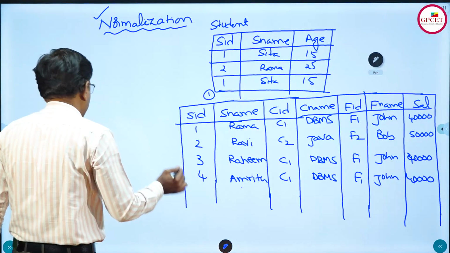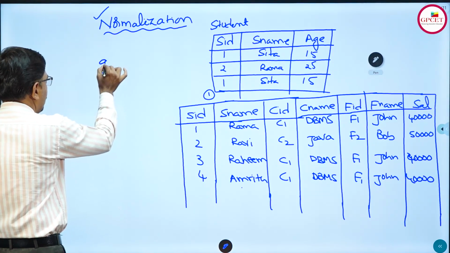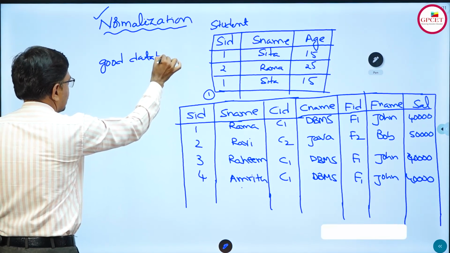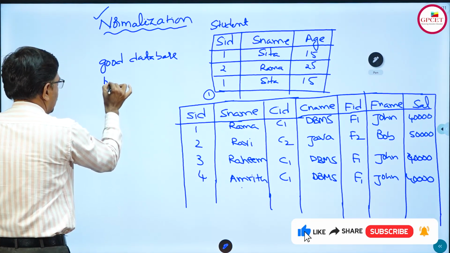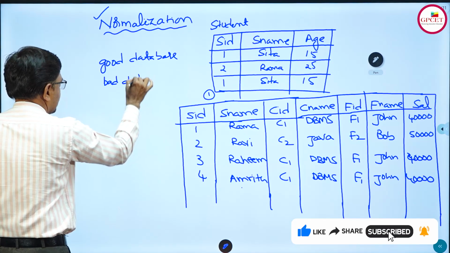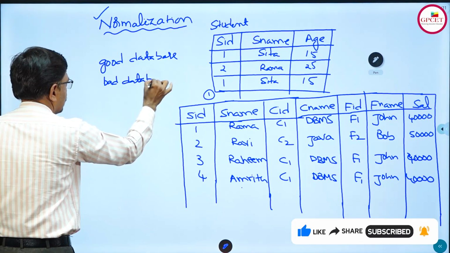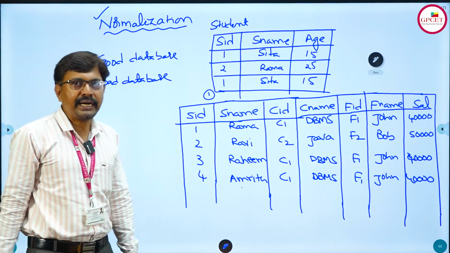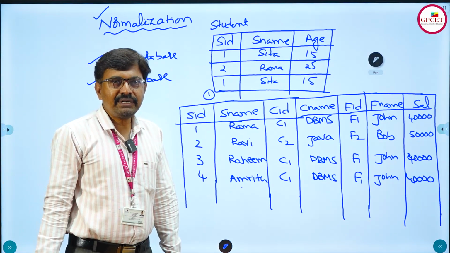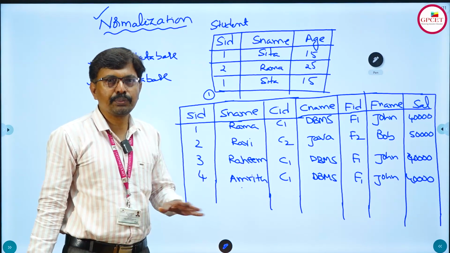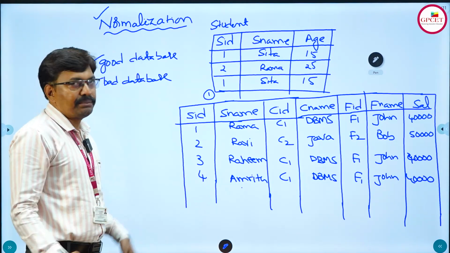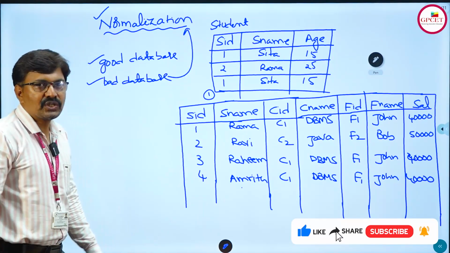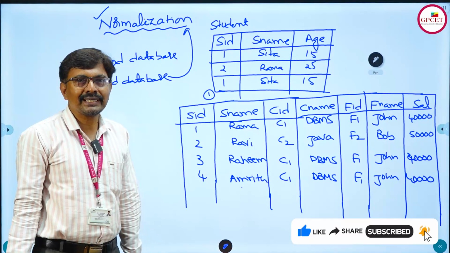Why do we go for normalization? We check whether the given database is a good database or a bad database. What is meant by a good database? What is meant by a bad database? Suppose the given database is a good database, no problem. If the given database is a bad database, that's why we go for normalization, a process of decomposition into smaller relations.